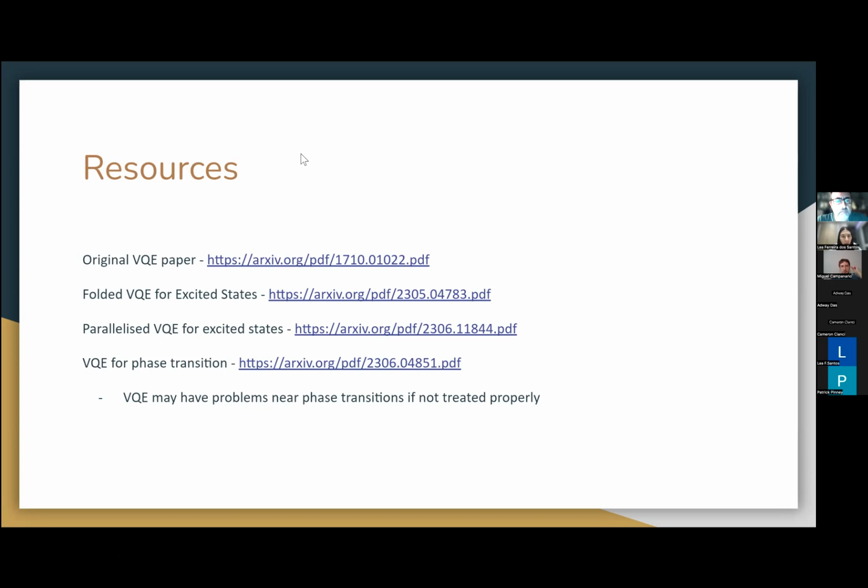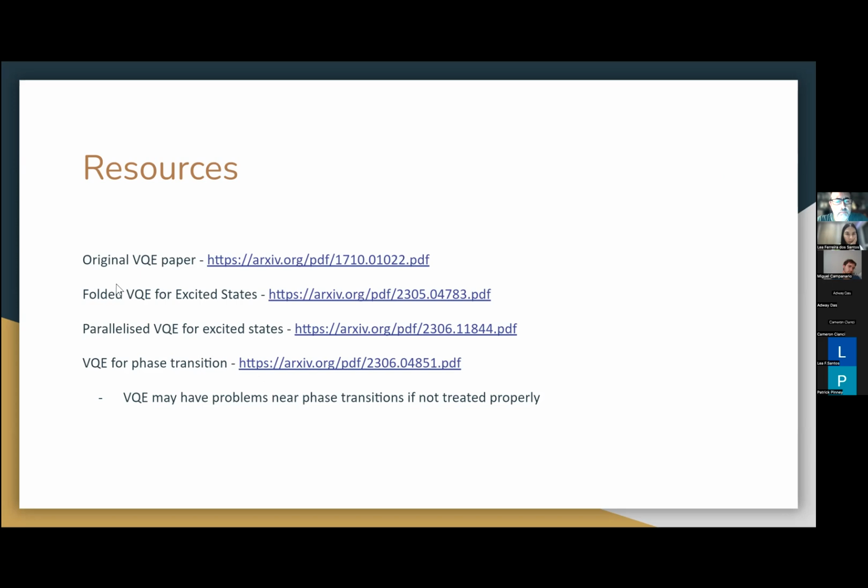Sure, yeah, absolutely. On here I have a couple different papers. I have the original variational quantum eigensolver paper, which I think was proposed in 2017, which adapted the normal classical variational algorithm to a quantum computer. I also have the folded VQE, which I presented on a couple slides ago. And I have one that shows how you can parallelize VQEs for excited states, as well as using the variational quantum eigensolver for the ground state in phase transitions. So these are the different papers I read in preparation for this talk.